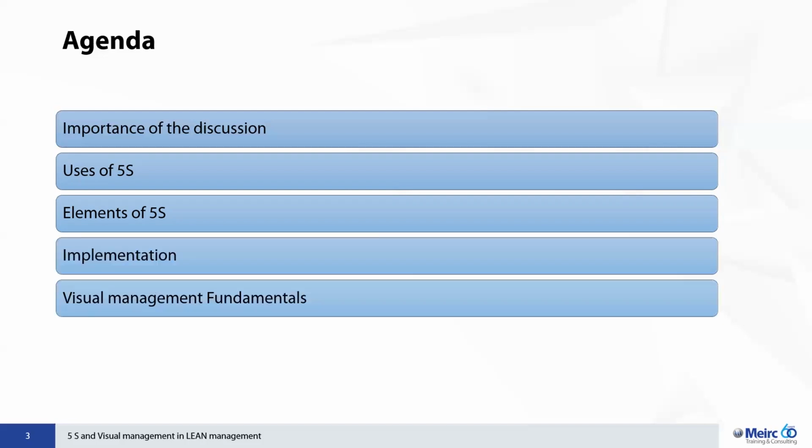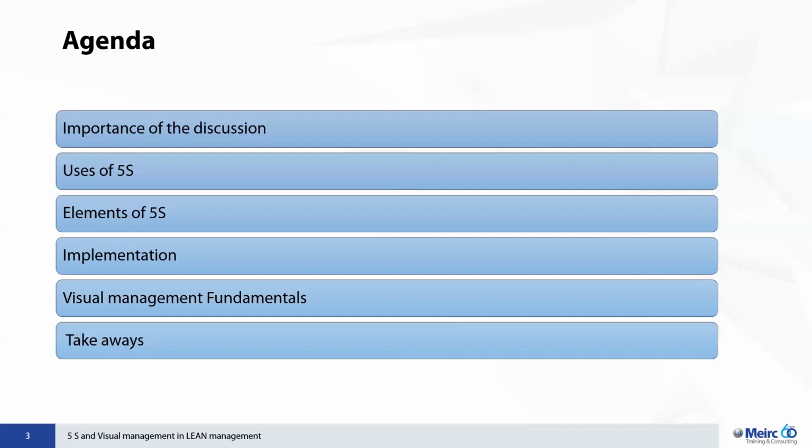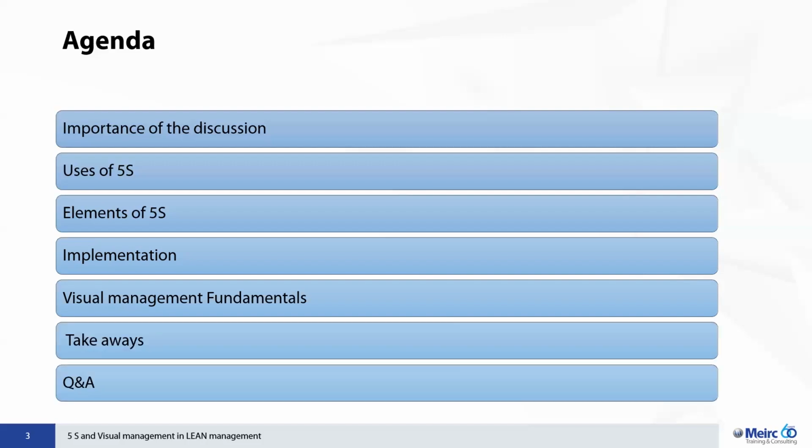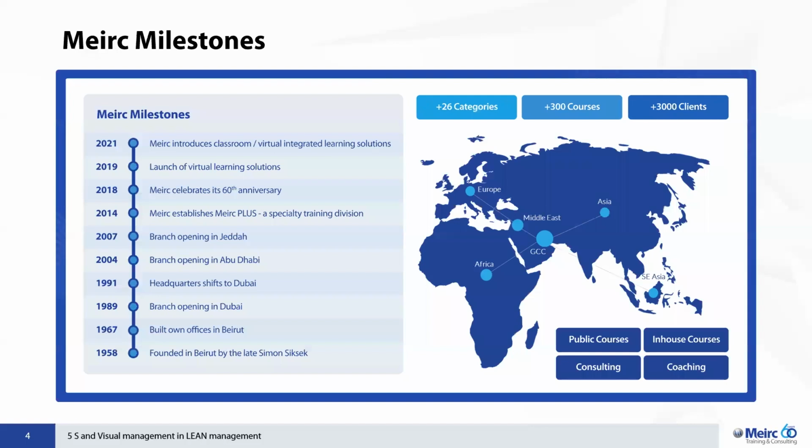And then we'll move to the visual management fundamentals. Visual management fundamentals is key in lean thinking and management. We will see how hospitals and manufacturing have used such tools, which can basically be used in any industry, even at your house. Many people use visual management as well. Takeaways, and then moving to the Q&A session.